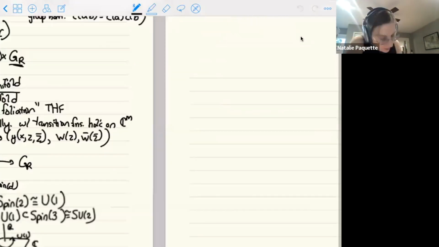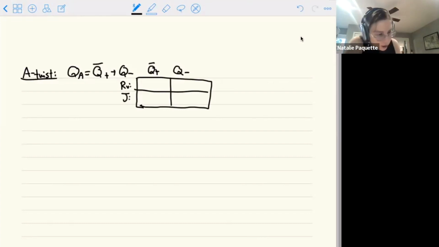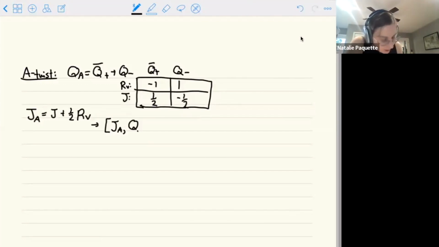So for the A twist, let me remind you that Q_A was Q bar plus plus Q minus. For the A twist, I'm going to twist by the vector R symmetry group. So Q bar plus and Q minus have the following charges under R vector and under this rotation J. Q bar plus has -1 and 1/2, and Q minus has +1 and -1/2 from my definitions earlier. So the twisted action of the Lorentz group that I want to define is just J plus 1/2 R_V. If I make that definition, then it's immediate that this twisted action of my Lorentz group, twisted U(1), does indeed act trivially on the A twist.